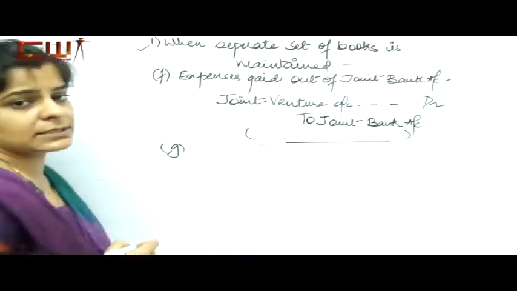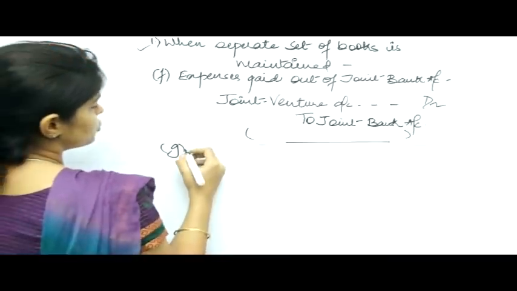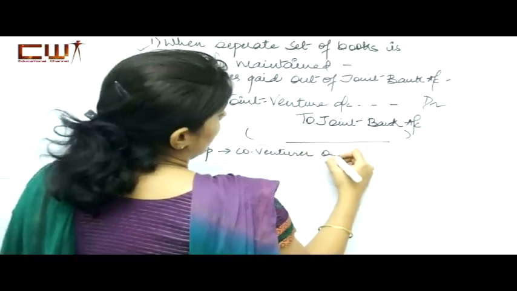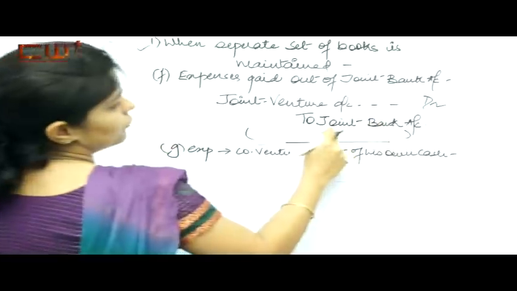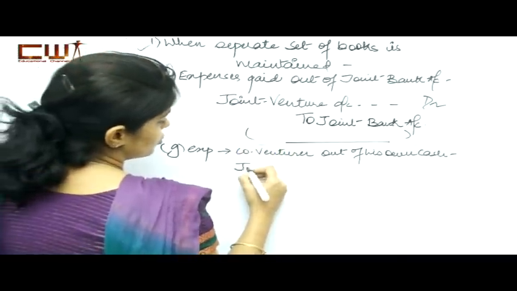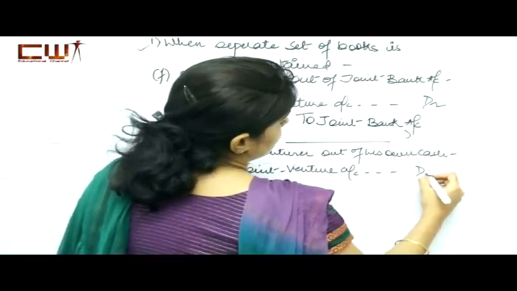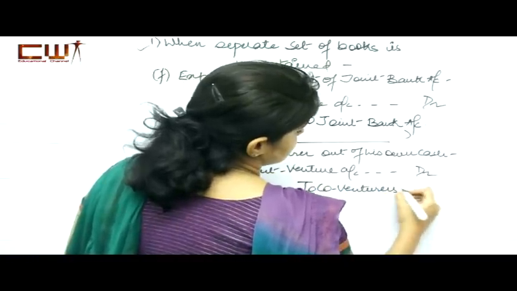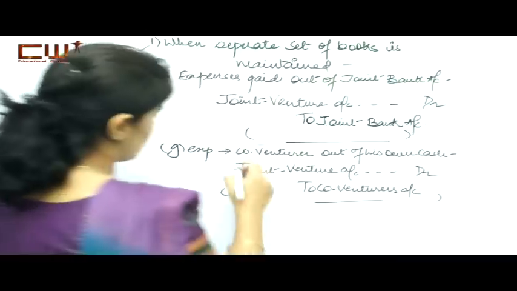Next that you will deal with is expenses paid by the co-venturer out of his own cash. So expenses are paid by the co-venturer out of his own cash. Instead of joint bank account, you will mention the co-venturer's account. So again expenses are paid: joint venture account debited to co-venturer's account. The co-venturer's account is credited because money is going out of his pocket.